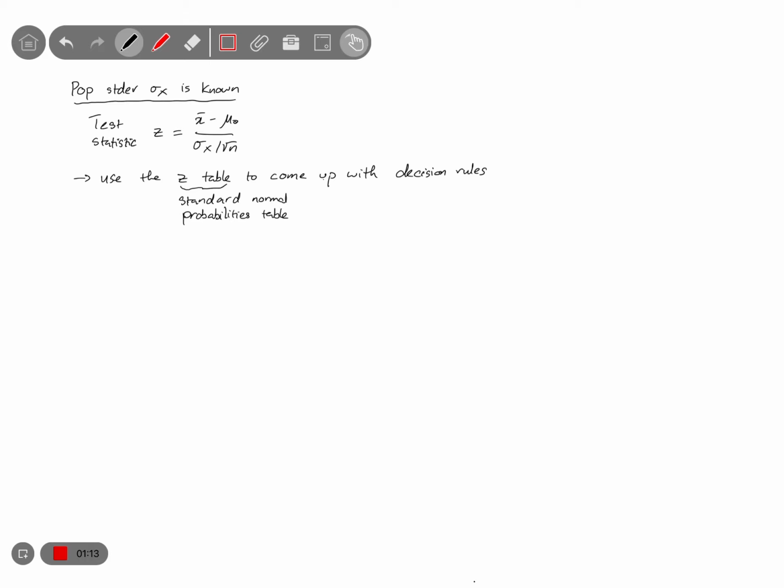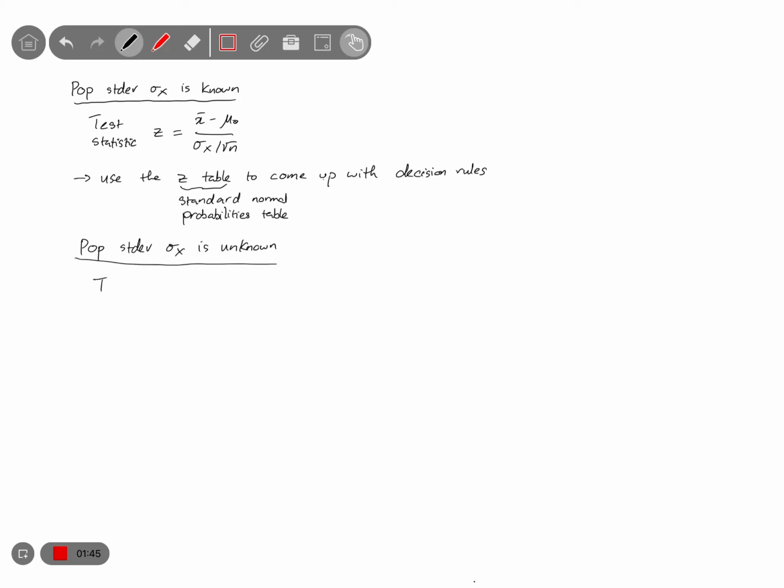Now the problem here is most of the time we don't have access to the population, and so we're not going to have the population standard deviation, right? So we're going to now relax that assumption. So we want to know what happens if the population standard deviation sigma x is unknown.